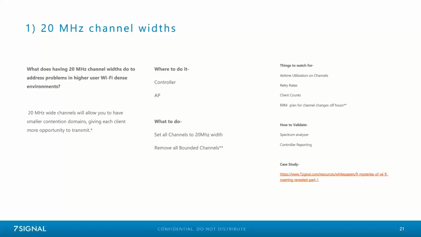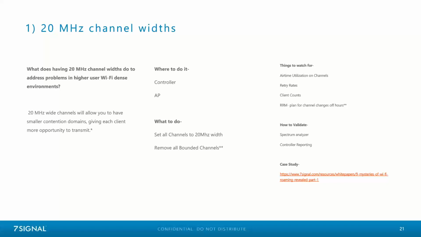So what will moving all of your channel plans to 20 megahertz wide do? How will that fix a high user Wi-Fi environment? The base of it is, again, signal. With 20 megahertz wide channels, you've got smaller contention domains. You guys remember the definition of contention? It's just time to communicate on the network. Basically, if everything works right, you give the client more opportunity to transmit.